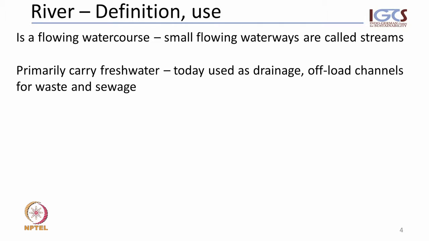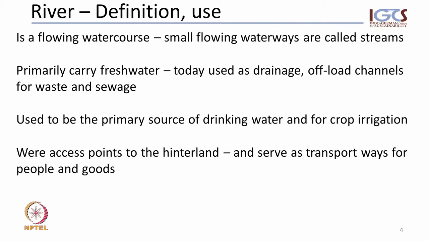A river is a primary carrier of fresh water usually, but we know that today we use our rivers as a drainage. We use it to offload waste and sewage. It used to be the primary source of drinking water and also the primary source for crop irrigation. We also used rivers as access points, very much in the past, to the hinterland, to enter our continents, and we use water courses as a transport way for people and goods still today.